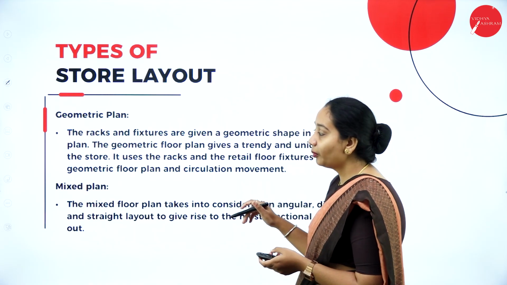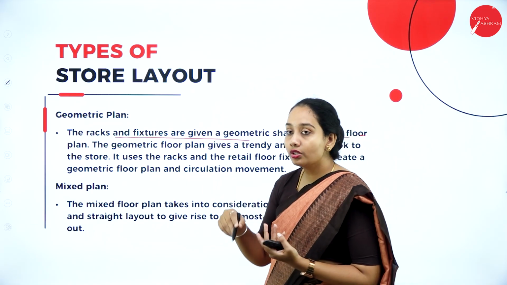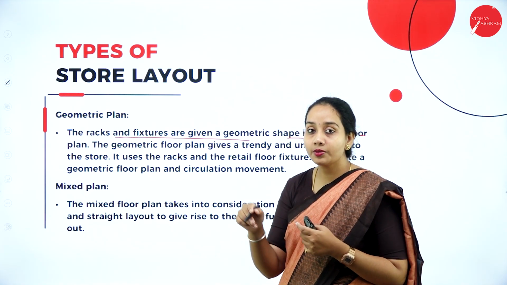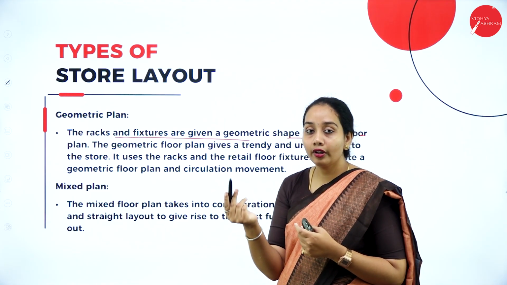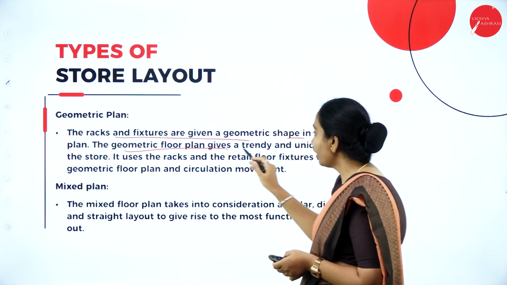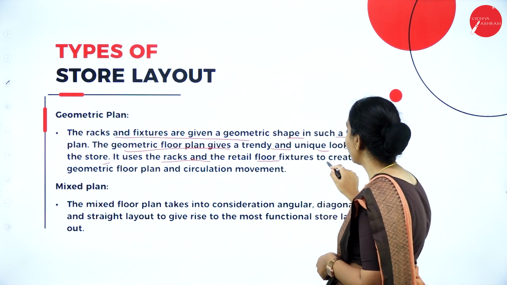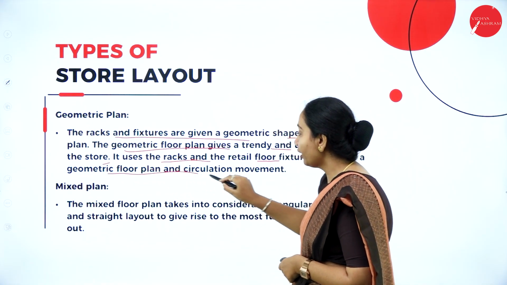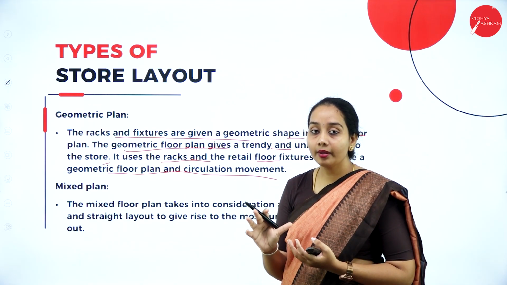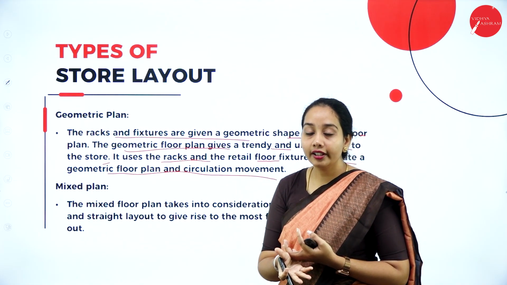Next is the geometric plan. The racks and fixtures are given geometric shapes in such a floor plan, like squares, rectangles, or circles, installed inside the retail location. A geometric floor plan gives a trendy and unique look to the store. It uses racks and retail floor fixtures to create a geometric floor plan and circular movement. The racks are given geometric shapes and placed inside the retail layout, which gives a stylish look to the retail location.